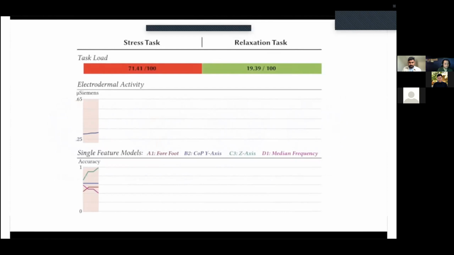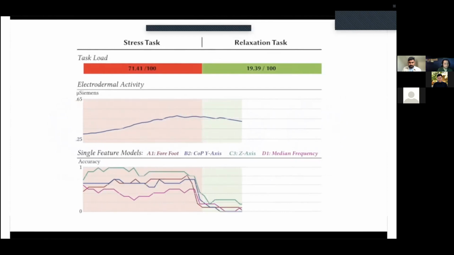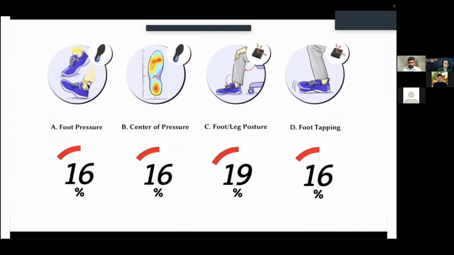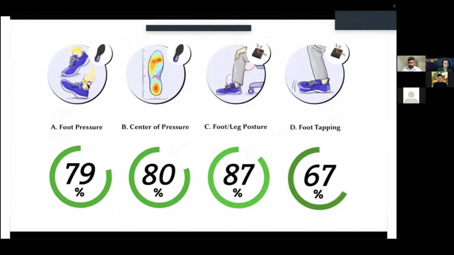Over time, the average electrodermal activity raised when the user was set under acute stress. In a relaxation task, the electrodermal activity dropped again. We developed several machine learning models that are capable of detecting both stress and relaxation to construct the validity of stress foot. We achieved reasonable accuracy rates for these 4 foot characteristics.